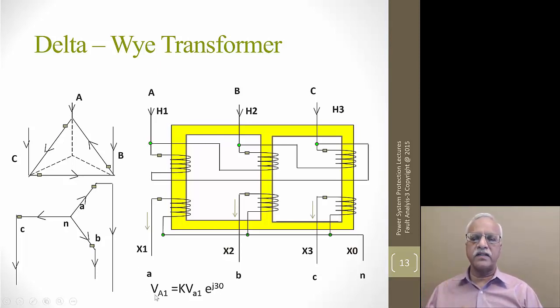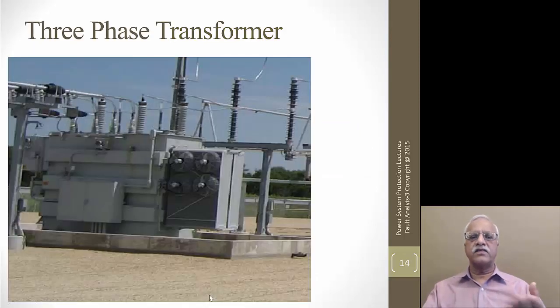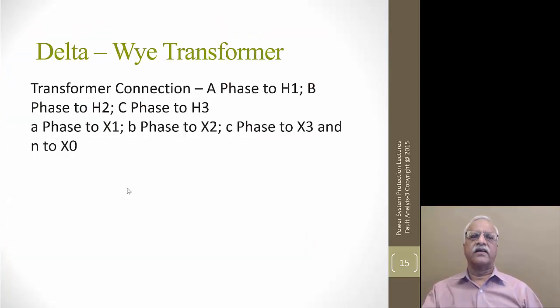So we can represent this as VA1 equals K, where K is the ratio of turns of the winding, and then VA1 is low side voltage, and then e to the power of j30. Okay. Now, this is a transformer physically. You have seen that these are the high voltage windings and these are the low voltage windings. I just put it in for those when I was teaching in the school to show them how a transformer looks like.